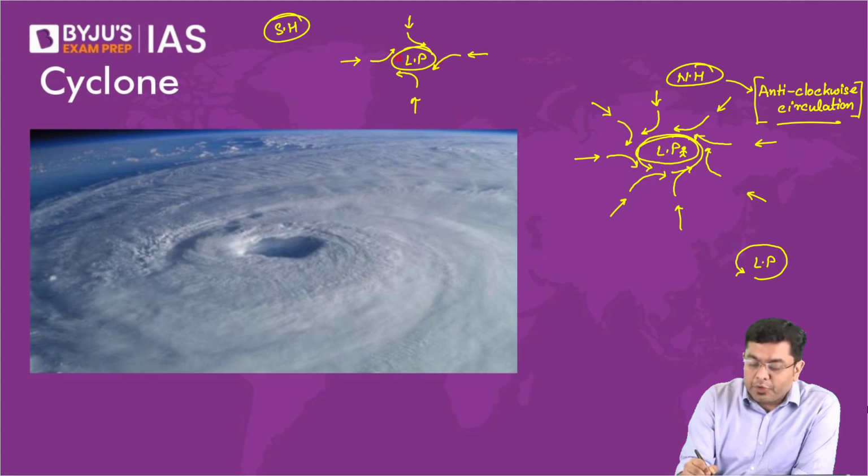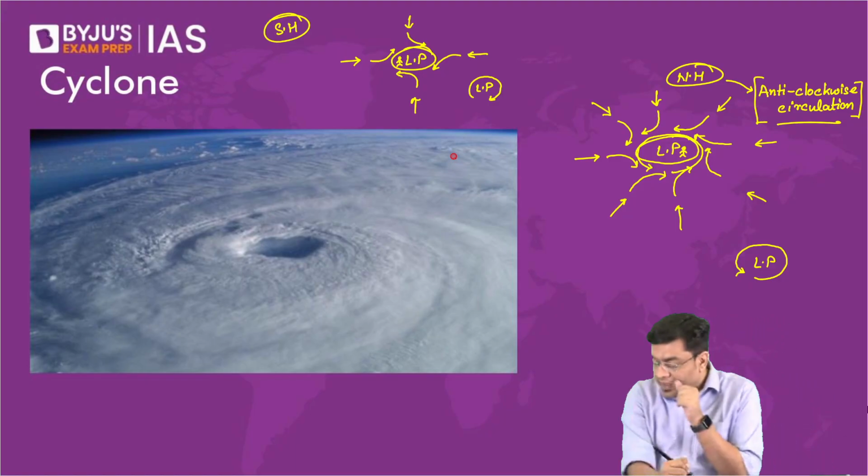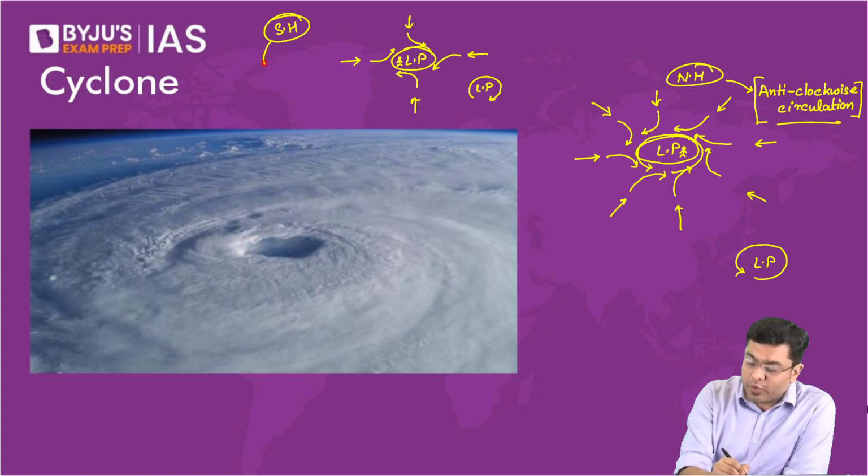Now again, if you carry out the same exercise standing in the middle of the low pressure and you are asked to report the direction of the wind movement, you will observe that the wind movement is in this direction around the low pressure. What is that? That is clockwise, isn't it? So that is basically the clockwise circulation that you will observe in the southern hemisphere.